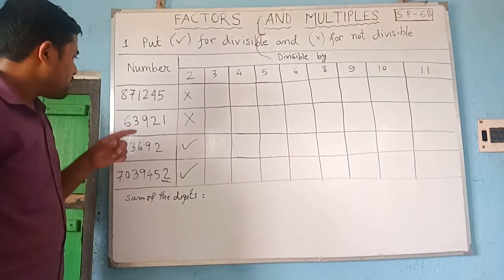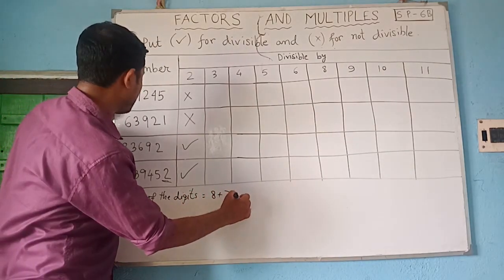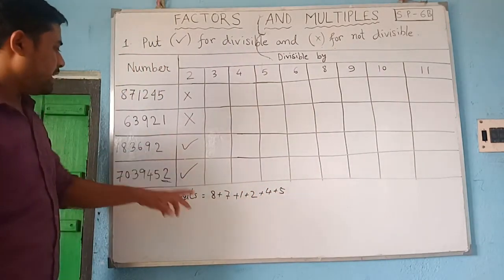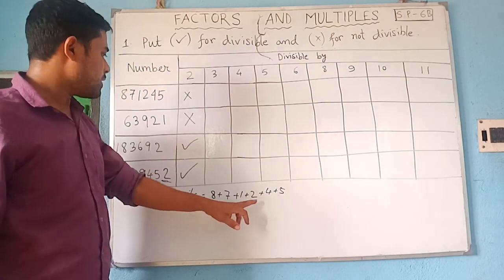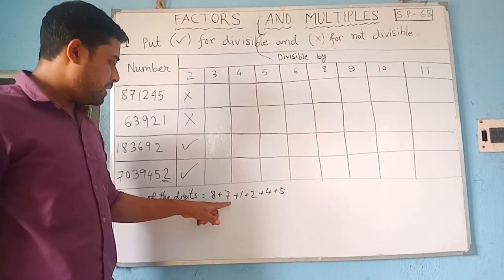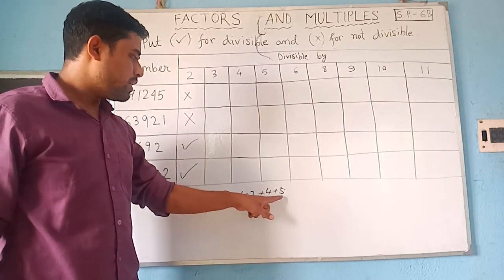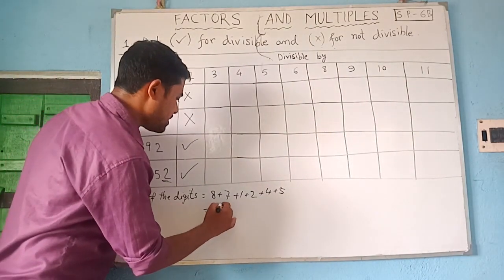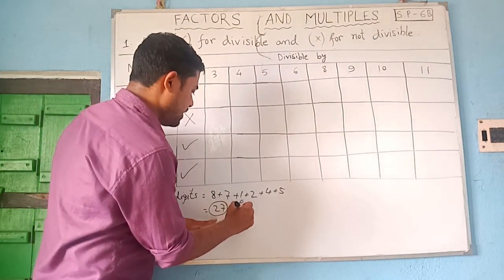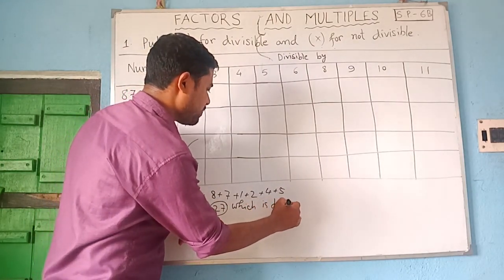So check: what is the sum of the digits? 8 plus 7 plus 1 plus 2 plus 4 plus 5. What is the sum? Just see: 15, 16, 18, 22, 27. So the sum is 27. Is 27 divisible by 3? Yes, it is divisible by 3.